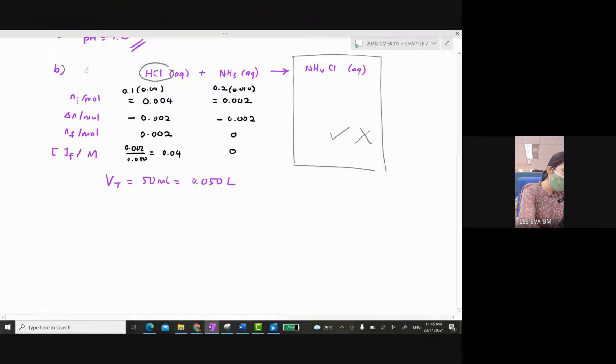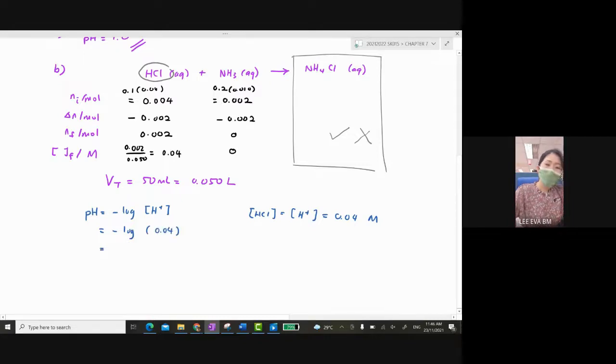Then we continue with the pH value. So pH equals negative log concentration of H plus. And since we know the HCl has the concentration similar to H plus, 0.04 molar, then you need to apply it into your equation. You can also jot down over here, pH value depends on HCl only, since HCl is a strong acid.